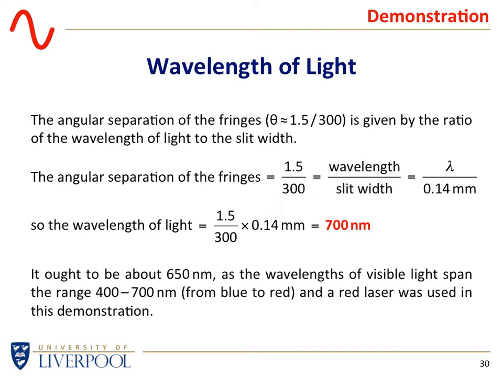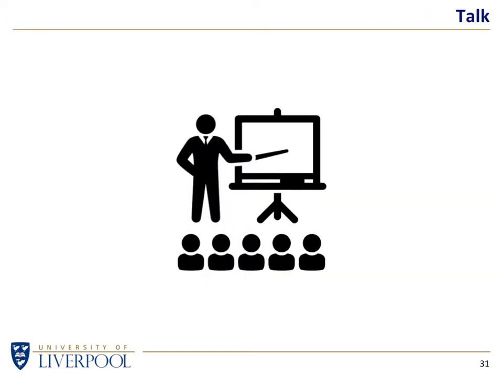Partly because it's rather difficult to measure 0.14 millimeters with any particular accuracy. Perhaps it should have been 0.13 millimeters, perhaps that was the true value. I just estimated it slightly wrong. But you can see we've got an estimate for the red light of 700 nanometers. Okay, back to the underlying theory.